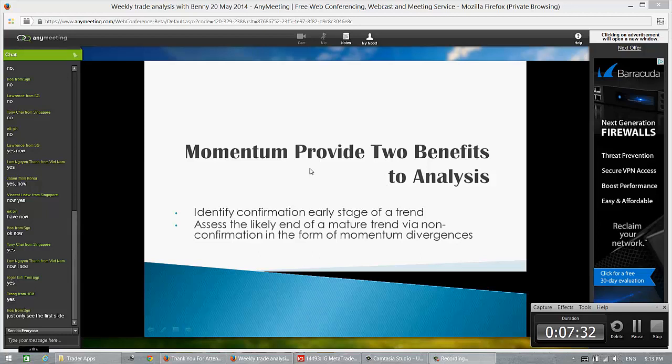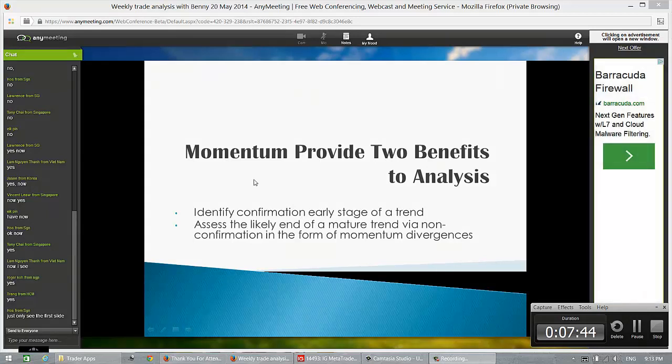Momentum basically provides 2 benefits in our analysis. The first one is it helps to identify confirmation of the early stage of the trend, right? When we see the price go sideways, and then suddenly we see the price break to the high and create a new momentum high, at the same time the 310 also creates a new momentum high. That is the initial or early stage. We can say that we're going to have a new direction or new trend. So by looking at the 310, we know that we can actually get in. We know that a new trend is about to take place, right?